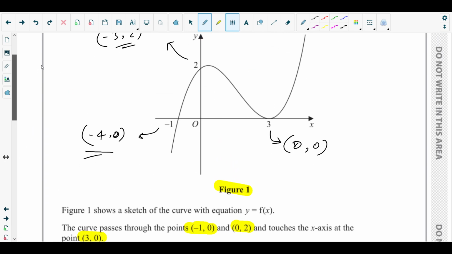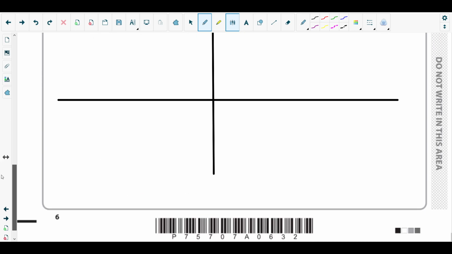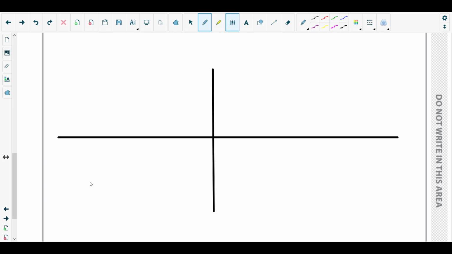And it will intersect the y-axis at 0, 0, at the origin. So the curve starts from there, it bounces back from the origin and goes to the top. That's just a sketch.